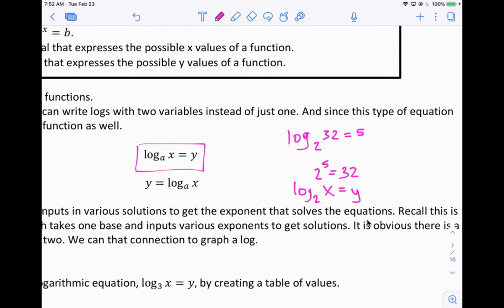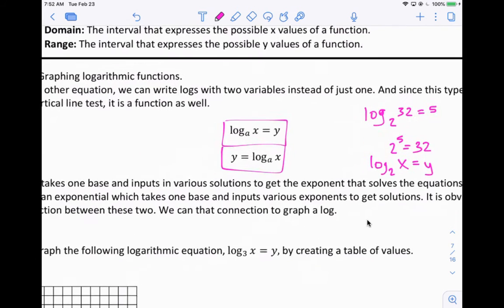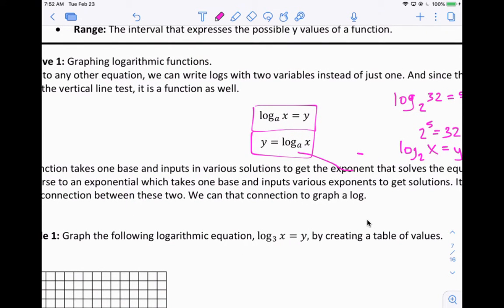You can do this with any base, and so we get this sort of generic formula, log base a of x is equal to y. And then, as usual, we usually put y first when we're trying to graph something, so you can see we just flipped it around here. Let's see what these bad boys look like.